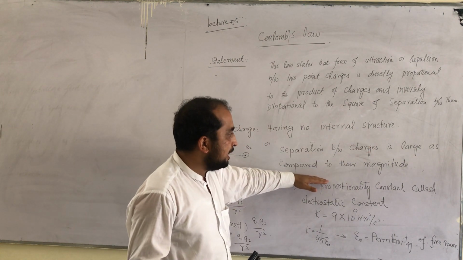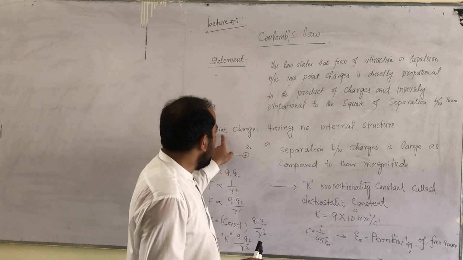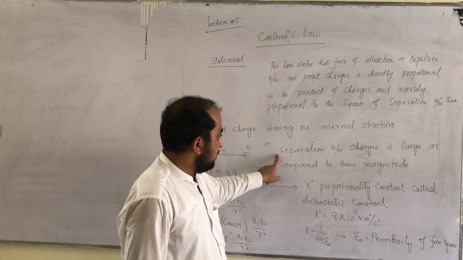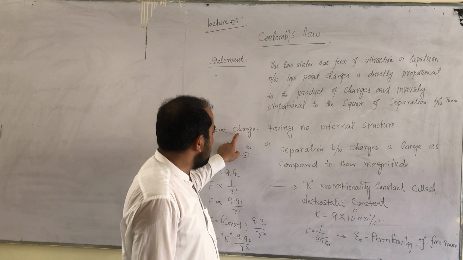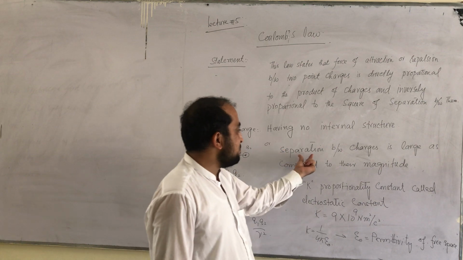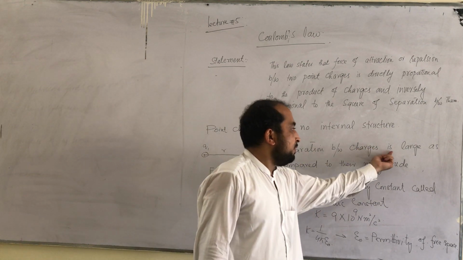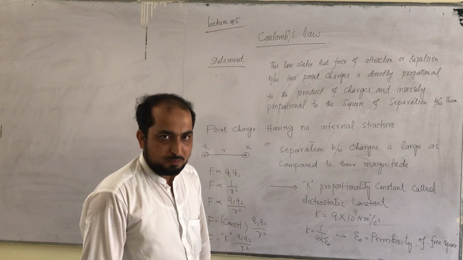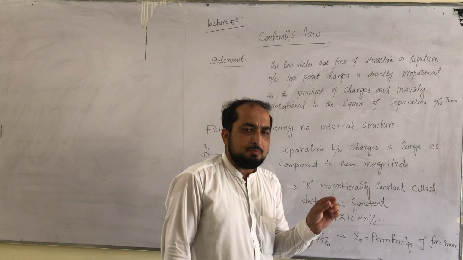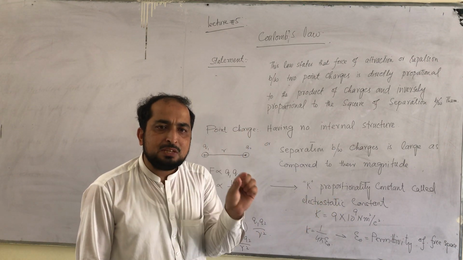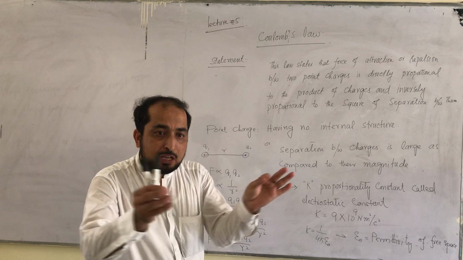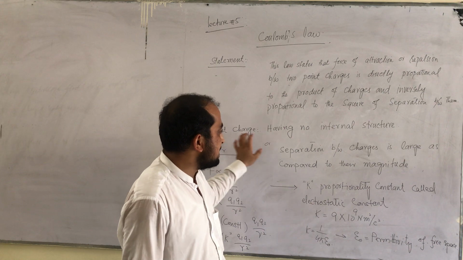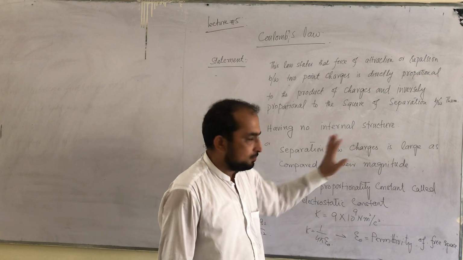But we can also define a point charge in relative terminology. That is, point charges are those charges whose separation is very large as compared to the magnitude of the charges. Means the charges' magnitudes are very small, but they are very far away from each other. At that time, these two charges are called point charges.